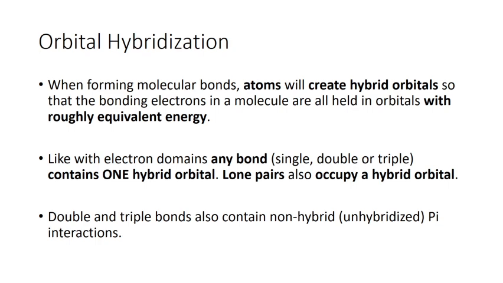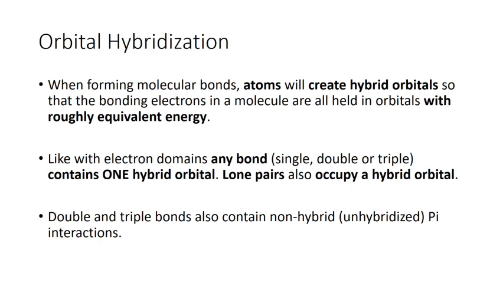So when we get to describing the orbitals that go into a molecule, those things in the center, the sigma and pi's, we talk about them as being hybridized. So when forming molecular bonds, atoms will create hybrid orbitals so that the bonding electrons in a molecule are held in orbitals with roughly equivalent energy. So they want them to be similarly energetic so that when you are forming bonds around a molecule, they all have more or less the same energy, so they form a nice geometric pattern instead of being lopsided.